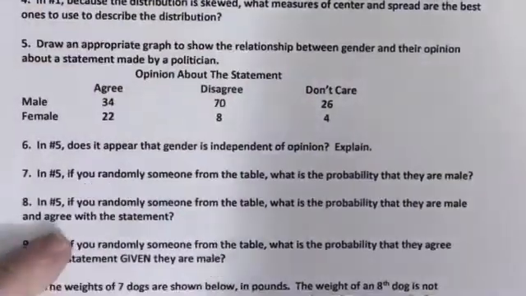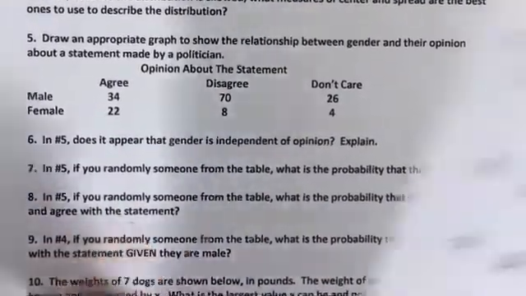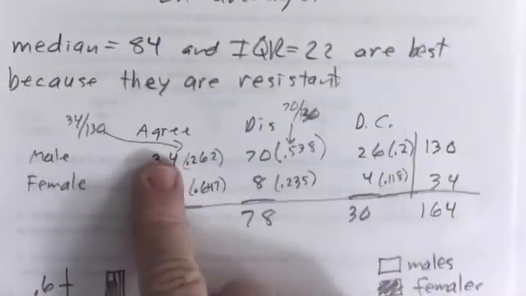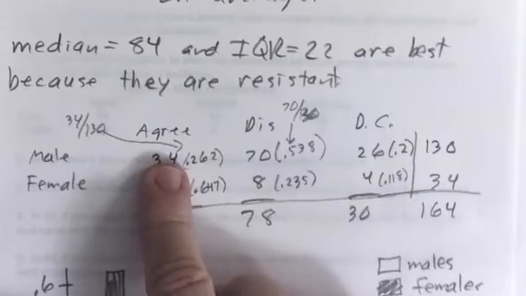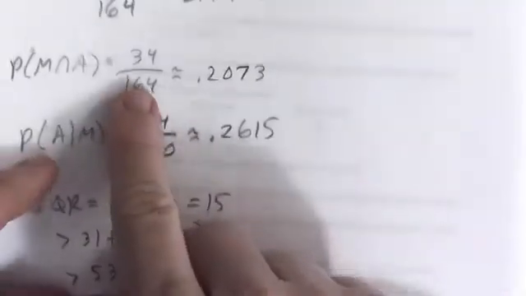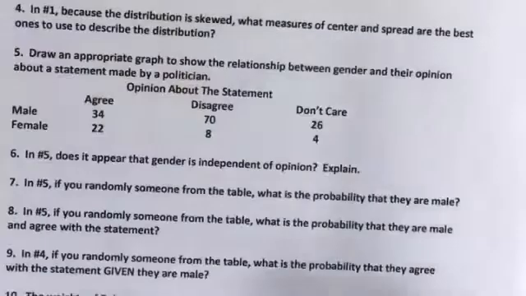Then number 8, it says if you randomly select someone from the table, what's the probability they're male and they agree with the statement? Well, male and agree, there's 34 people. So male and agree is 34 out of 164. And so 34 out of 164, that is 0.2073.